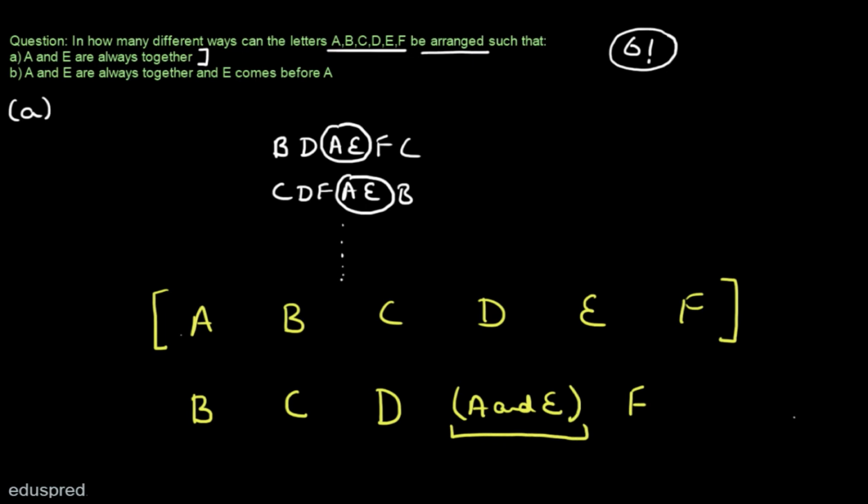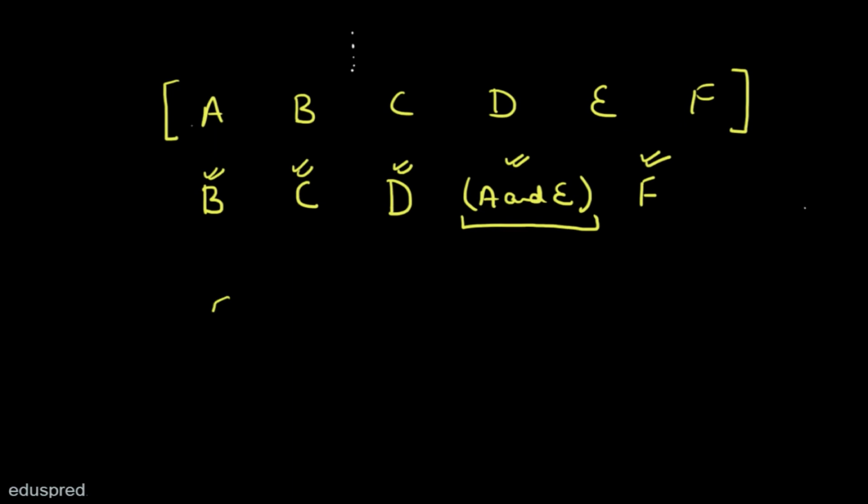If I do this, how many different letters do I have? Now I have only 5 different letters. This is my first letter, second, third, this is my fourth letter because I am treating A and E as one element, and this is my fifth letter. All these letters are different. Now we know that the number of arrangements of 5 different letters is 5 factorial. But this 5 factorial is not our final answer.